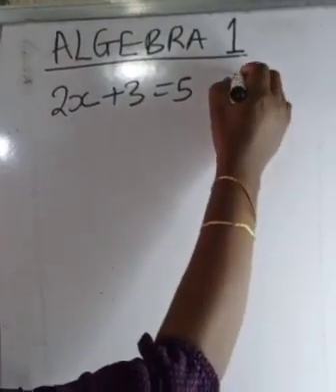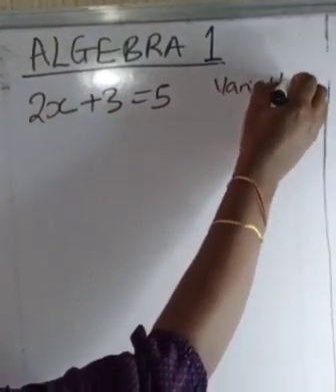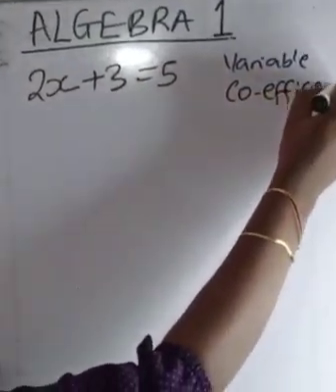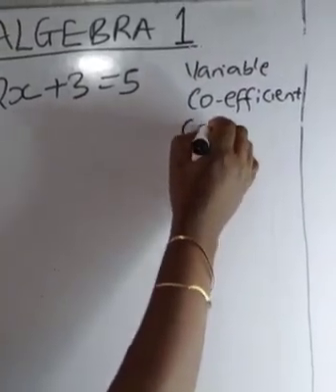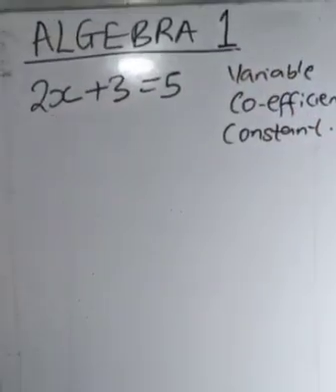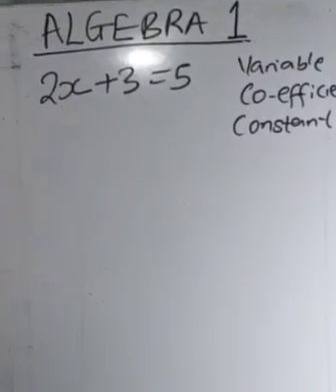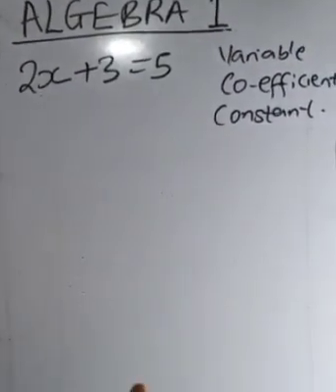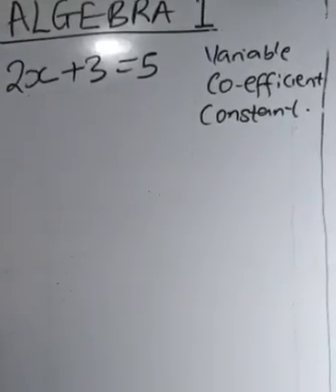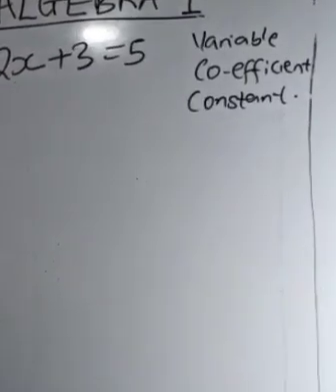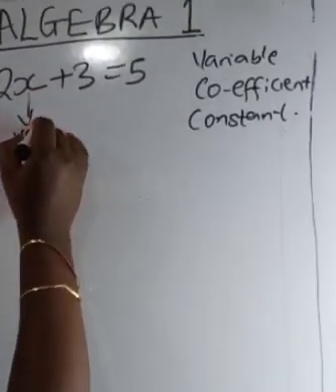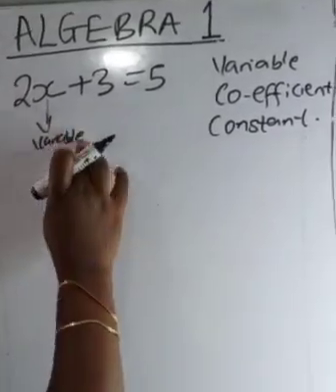The first one is variable. The second is coefficient. Then the third term is constant. Now let's take the first one, which is variable. If you are given any equation, the variable stands for the alphabet in the equation. If you check this equation very well, the alphabet that we have here is x. So it means that x is the variable. We can call this a variable because it's the alphabet here in the equation.